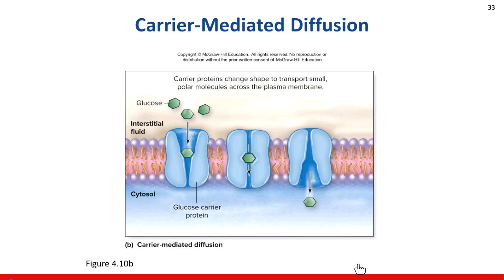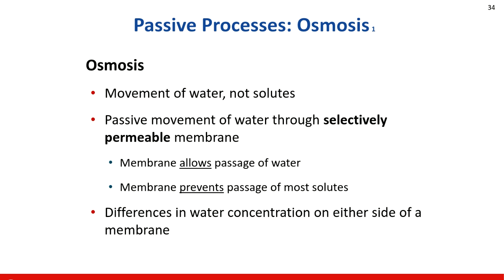All right. That's the first passive process that we talked about. Diffusion is the first of two passive processes. The second one is osmosis. When you see osmosis, immediately, the first thing that should come to your mind is water. Osmosis is the movement of water. In diffusion, we were talking about the movement of a whole bunch of different things. Okay? But with osmosis, we're talking about the movement of water.